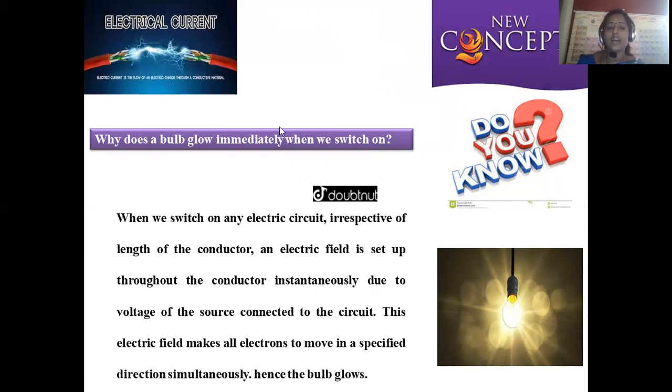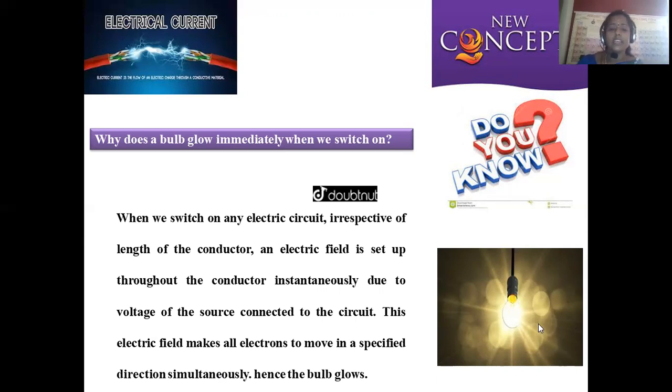What could be the reason for that? I collected this answer from .NET. Thank you very much. When we switch on any electrical circuit, irrespective of the length of the conductor, an electrical field is set up throughout the conductor instantaneously due to the voltage of the source connected to the circuit. This electrical field makes all the electrons move in the specified direction simultaneously. Hence, the bulb will glow.